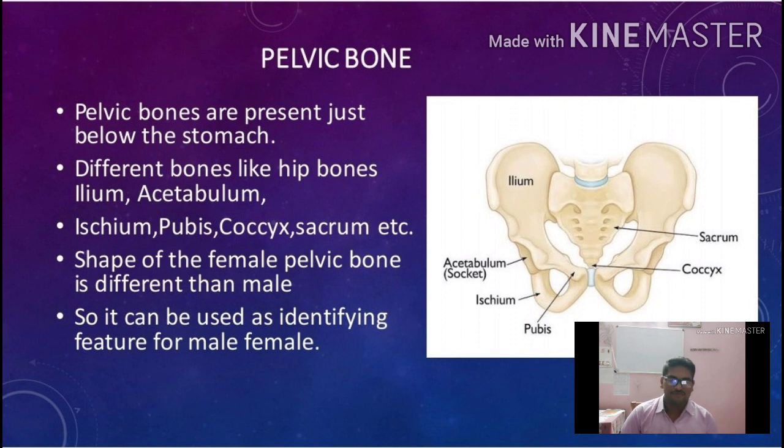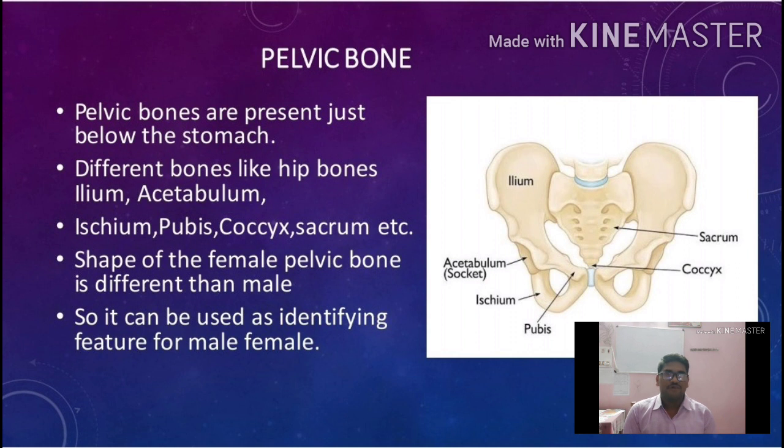Now come to the pelvic bones. Pelvic bones are present just below the stomach. Different bones like the hip bones, ilium, acetabulum, ischium, pubis, coccyx, sacrum, etc. are present there. The shape of the female pelvic bone is different from the male. The female pelvis is wider because they have to carry the baby inside it. So they have a wider pelvic bone compared to males. It can be an identifying feature between male and female.